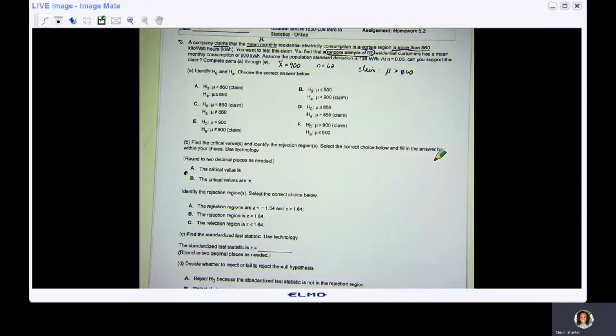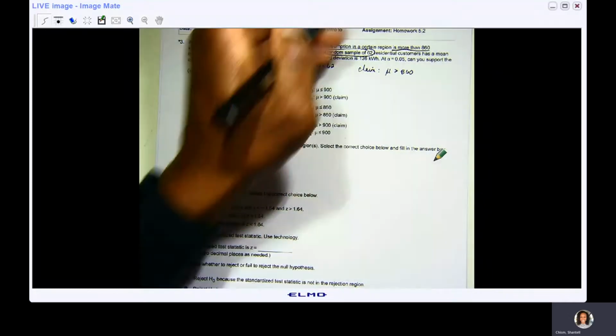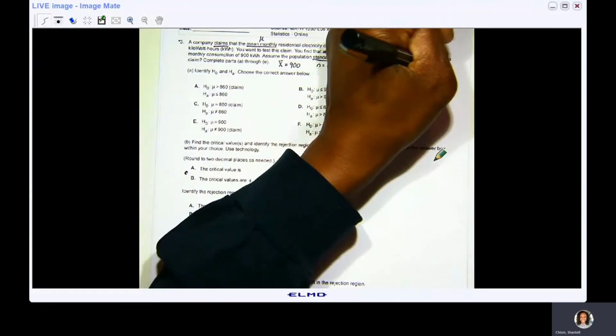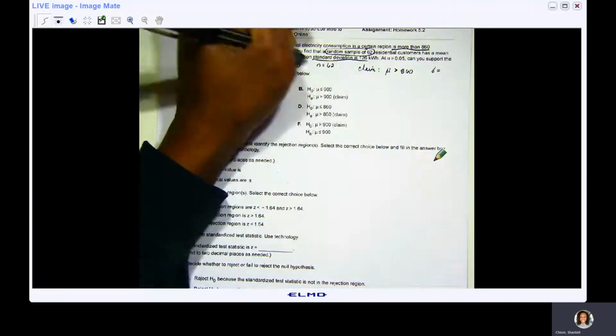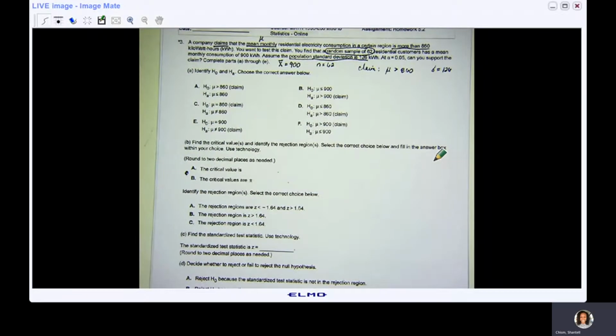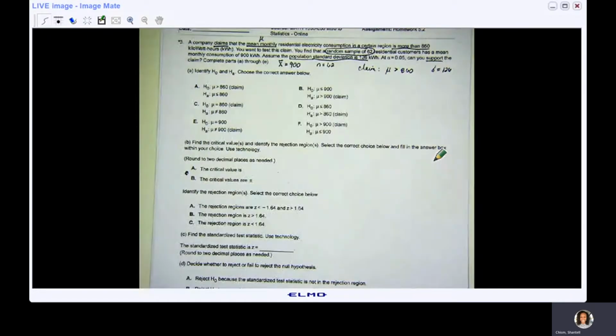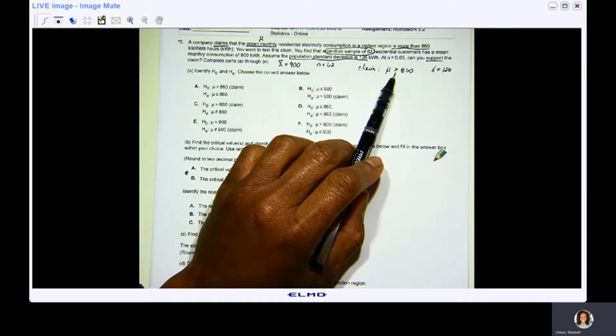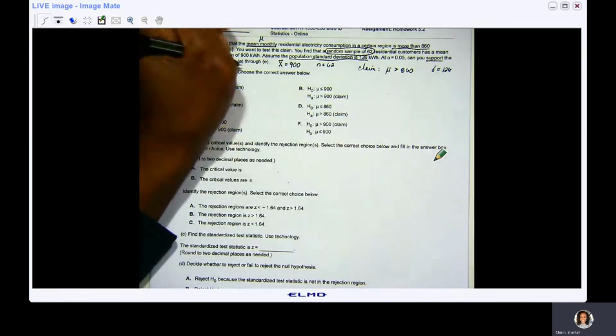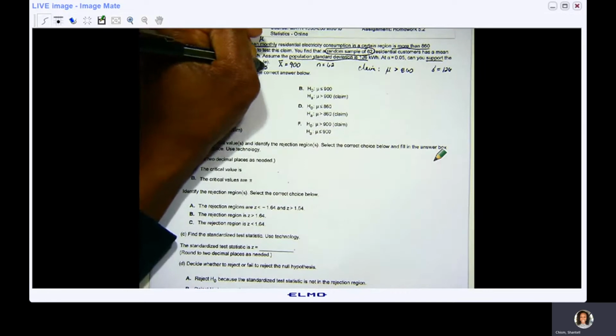All right, it says assume the population standard deviation is 126. So sigma, standard deviation, is 126. And it says at alpha equals 0.05, can you support the claim? Notice that they use the word support. The reason they did is because that tells us the claim is HA. And right away, I knew that the claim would be HA because the claim does not contain equality. It's a strict inequality statement. So alpha, our test level, is 0.05.